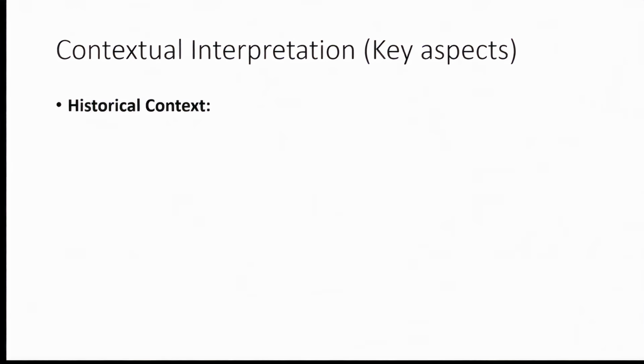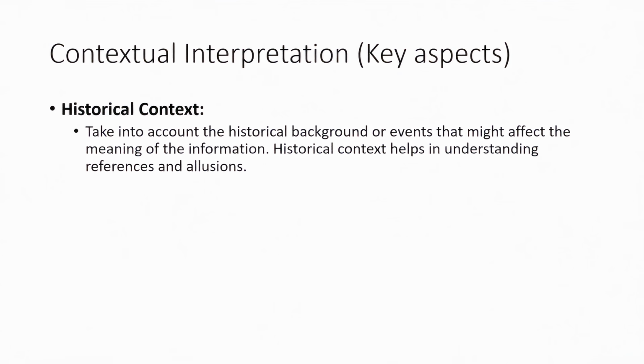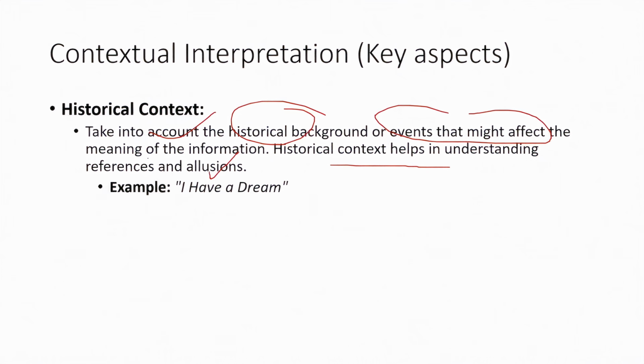Another aspect that affects the meanings is historical context. In understanding the meanings, take into account the historical background or events that might affect the meaning of information. Historical context helps in understanding references and allusions. Some particular texts, phrases, or words have some historical background. Unless you understand that historical background, it's difficult to understand the meaning of a particular word. For example, "I have a dream." Do you understand it? Is it your own dream? No. This refers to a particular speech.